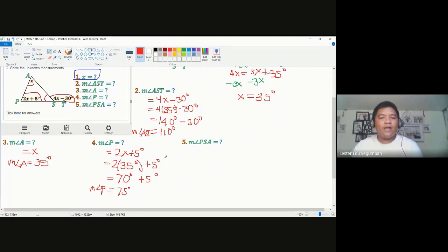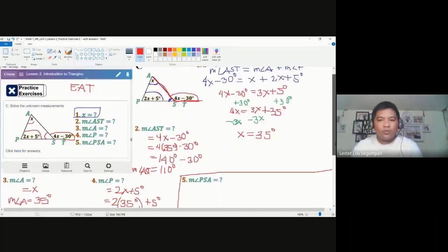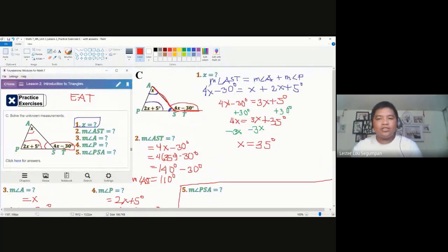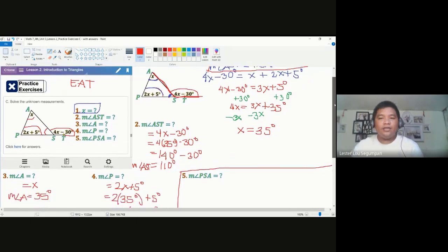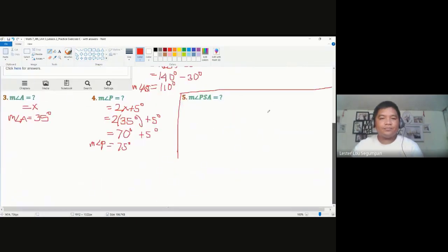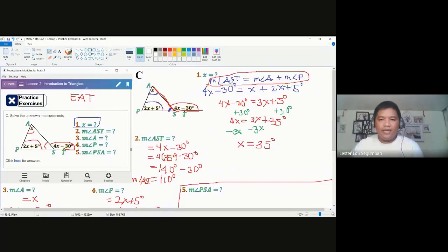Now that we have solved items 2, 3, and 4, before we proceed to number 5, let's have a checking. The checking will follow the equation we made earlier on the relationship of the exterior angle AST and its remote interior angles A and P. They must sum up to, or must be equal to, one another. So let's do it here. Just a reminder: we will have here checking the measurement of angle AST.